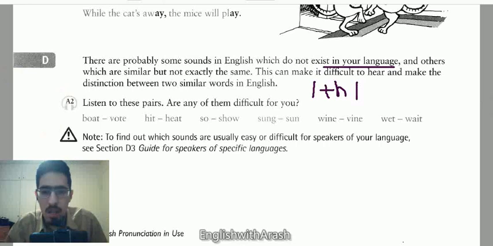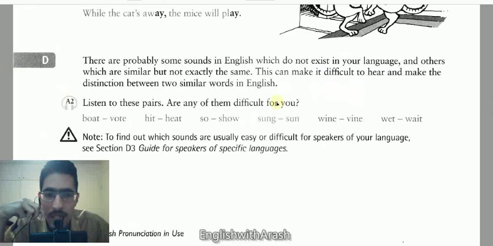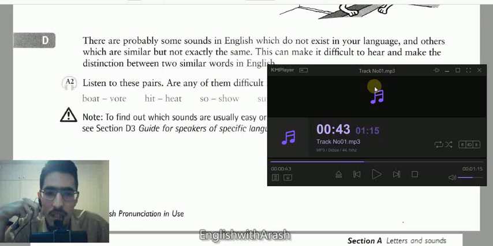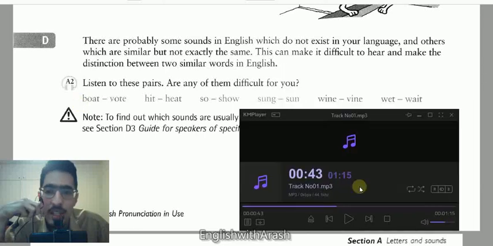So let me go to the next part. Here it gives you some examples, like you have to know if there's a difference between them. So let me play them for you. Can you tell me if they're different or they're not different?